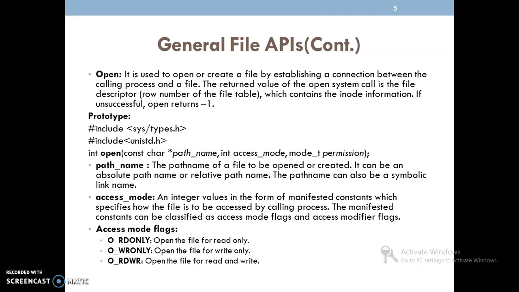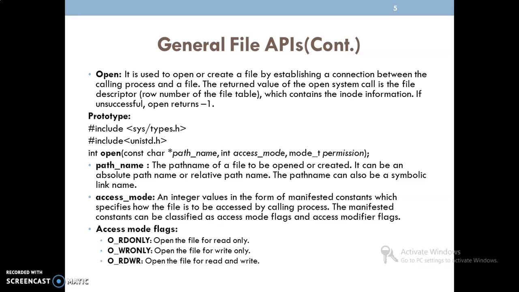Next, access mode. An integer value in the form of manifest constants which specifies how the file is to be accessed by the calling process. The manifest constants can be classified as access mode flags and access modifier flags. First we'll discuss what we mean by access mode flags. We are having three flags. One is O_RDONLY, O_WRONLY, O_RDWR. Here O stands for open.